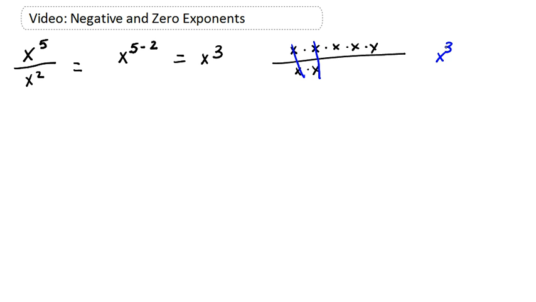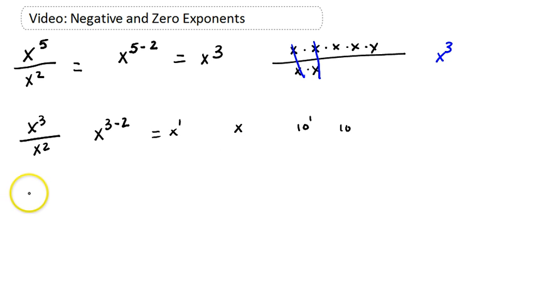Now, what happens if I end up with a problem like this? X to the third over x to the second. If I make my change here and I get x to the third minus the second, I would get x to the first. Well, remember, anything to the power of 1 is itself. So if I have 10 to the power of 1, I have 10. So in this situation, I can leave it as x to the first or write it as x.